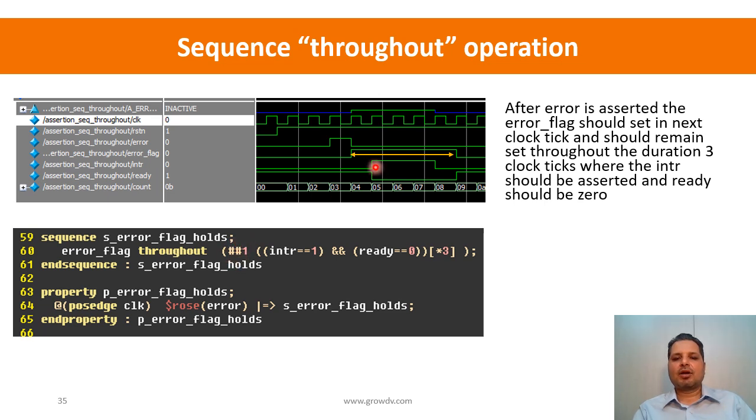So we are seeing that 1 clock delay, and after that we are seeing the interrupt is asserted for 1, 2 and 3 clock cycles, and during which the ready is low. Okay, so we are looking for ready is low, and this is the sequence, right? The sequence is interrupt being 1 and ready being 0 for 3 consecutive clock cycles, and throughout this sequence the error flag is holding up. Okay, and hence this particular assertion passes. So that's the usage for the throughout.